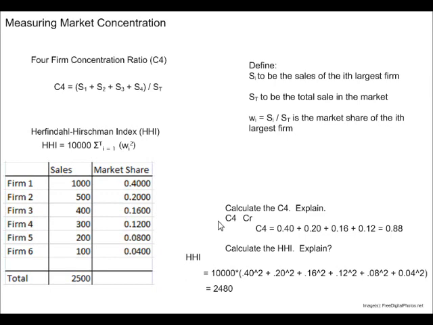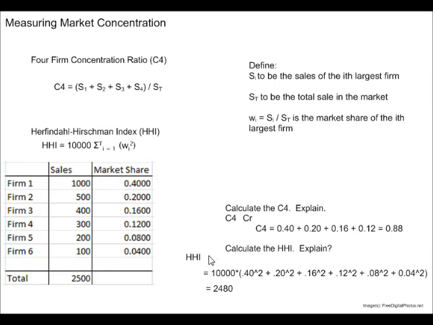The C4, right, is the sales of the top 4 firms divided by the total sales in the market, or alternatively, we can add up the market share of the 1, 2, 3, 4 largest firms. Number 1 firm in the market has 40% market share, second has 20, third 16, and the 4th largest firm in the market has a market share of 12%. If I total those all up, I get a value of 0.88, and I interpret that as saying 88% of the sales in the market come from my top 4 firms, or the top 4 firms in the market generate 88% of the market.